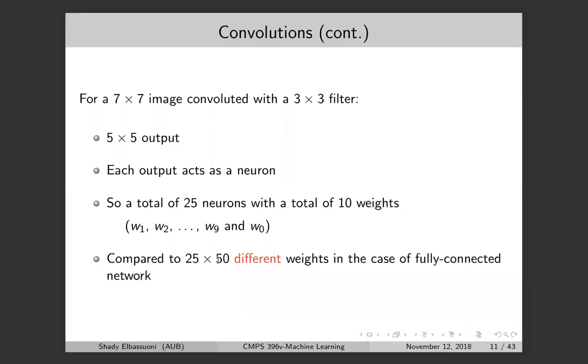In case I use a fully connected neural network, right? The huge difference in the total number of weights between a fully connected neural network and a convolutional neural network. Okay, so 10 weights versus 25 times 50 different weights. Does this clarify to an extent that you have fewer weights in this case? I assume yes. Okay.